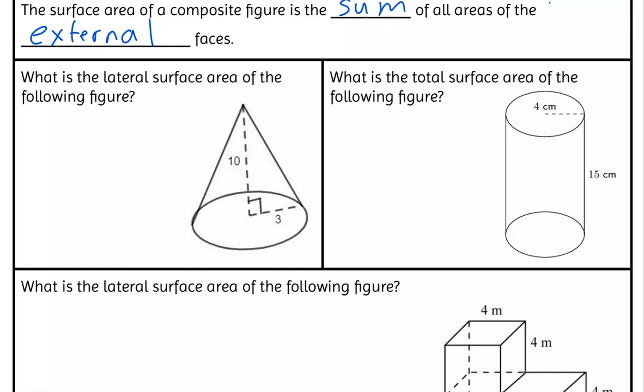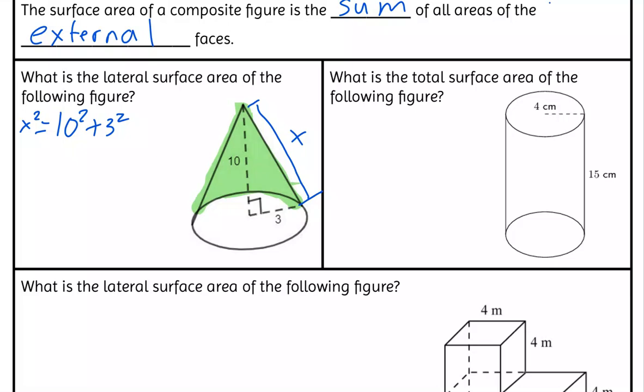cones. Okay, so lateral surface area, that means that we are going to be looking for just the triangle part of this cone. Well, before we can do that, I need to find this length right there. I need to find what's called my slant height. So we're going to go ahead and find that. And the way that we're going to find that is we're going to use Pythagorean theorem. So we're going to call that x, and we have x squared, because that's my hypotenuse, equals 10 squared plus 3 squared.